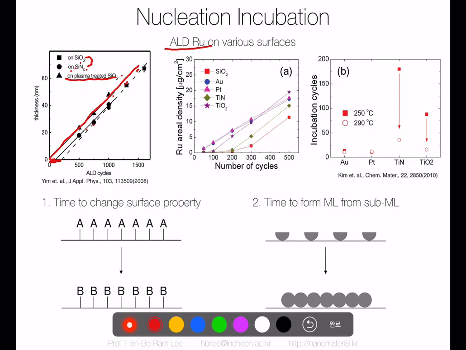Because the ALD reaction only takes place on the surface, the surface property strongly affects the growth of the ALD film. This is a more severe example. They have five different surfaces: silicon oxide, gold, platinum, titanium nitride, and titanium oxide. Even on silicon oxide, there is almost no growth until 200 cycles. But on platinum and gold, there is no nucleation delay. This is the incubation cycle, which is almost a function of the temperature. On platinum and gold there is almost no nucleation delay, but on TiO2 and titanium nitride there is a very long nucleation delay, and it changes with the temperature.